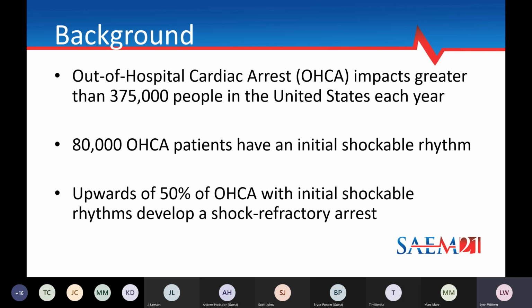We know we get a lot of out-of-hospital cardiac arrests, 375,000 people per year in the United States, 80,000 of which roughly have an initial shockable rhythm. They're pulseless VTAC or Vfib. Upwards of 50% of out-of-hospital cardiac arrests with initial shockable rhythms developed a shock refractory arrest. It's sometimes referred to as a ventricular storm.